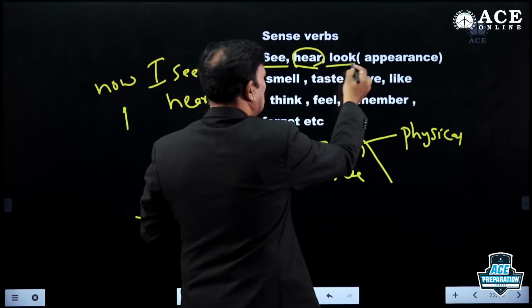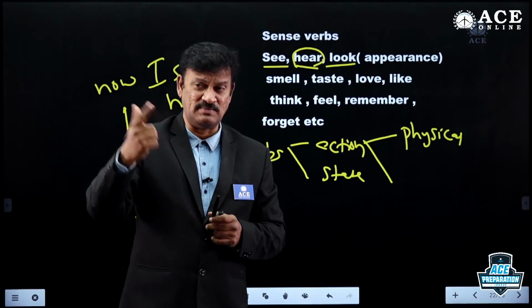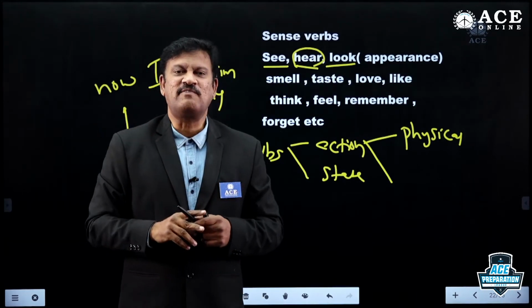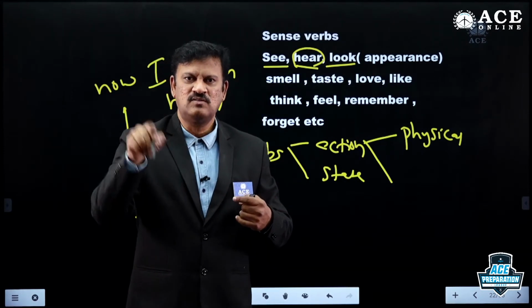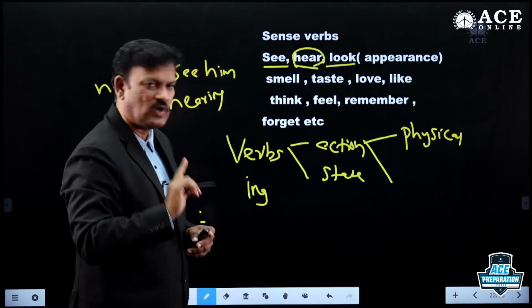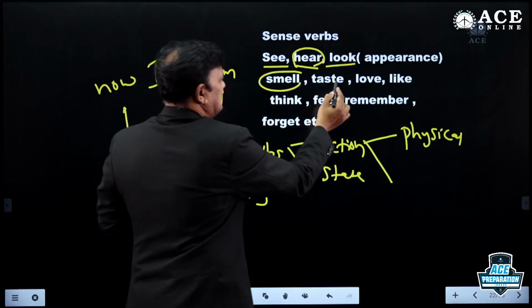Okay, and look. With his eyes, I look. Maybe sometimes I can say I am looking at it, not a problem. Purposefully I am doing this. But when I talk about appearance, how am I looking? Wrong. How do I look? That is correct. So I cannot use the ing form.